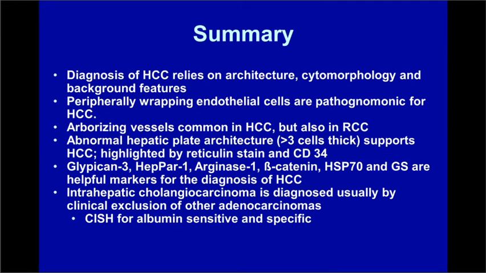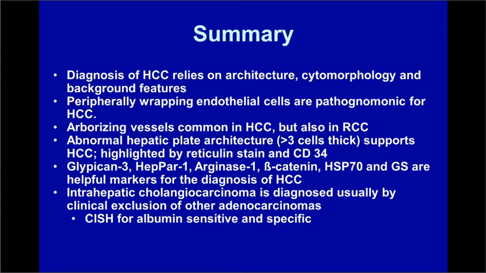To sum this up, the diagnosis of hepatocellular carcinoma relies on architecture, cytomorphology, and background features. The presence of peripherally wrapping endothelial cells is pathognomonic for HCC and will differentiate well-differentiated HCC from benign nodules. Other vascular patterns are not as specific. We may see them in both benign or reactive nodules and also in metastatic malignancies, such as renal cell carcinoma.